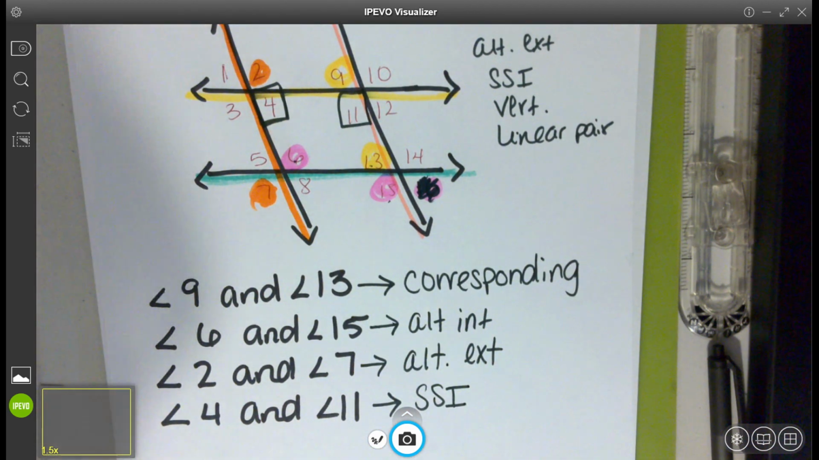All right, so for these problems, you really want to pay attention to our new vocabulary of corresponding, alternate interior, alternate exterior, same side interior, and then bringing back vertical angles and linear pair. Make sure you understand which pairs are congruent and which ones are supplementary.